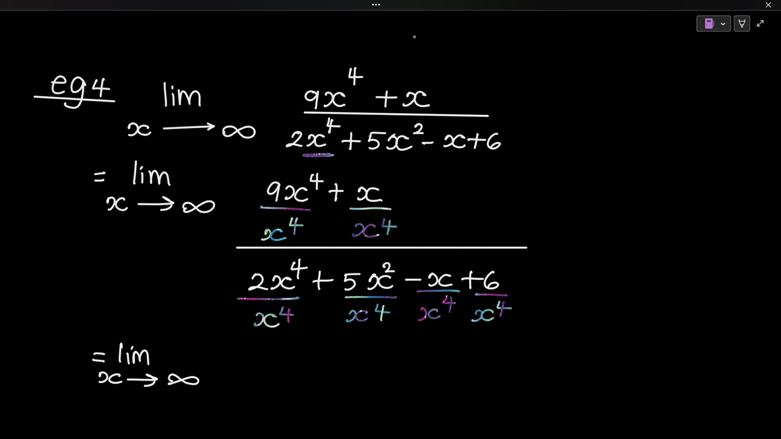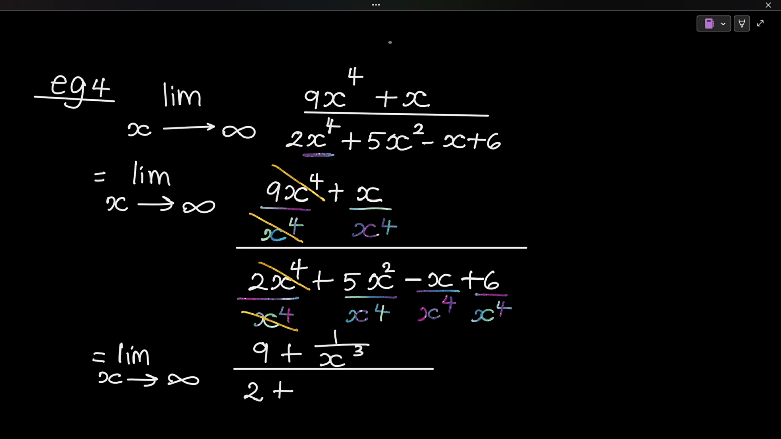Now, in the first term of the numerator, we've got 9x to the power 4 over x to the power 4. Those can cancel out and we are left with 9. In the second term, we have x over x to the power 4. That is going to simplify to 1 over x to the power 3. In the denominator, we have 2x to the power 4 over x to the power 4. They cancel out with each other.